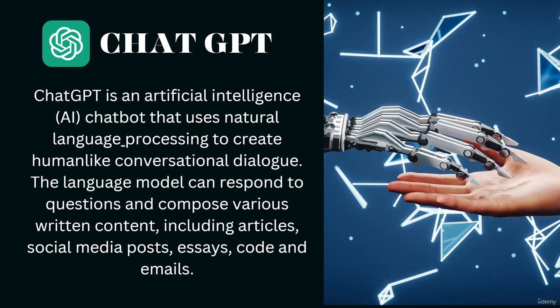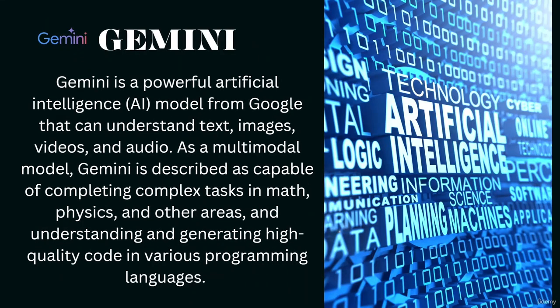The next thing we are going to learn about is Gemini. Gemini is also similar to ChatGPT, and it also uses natural language processing. Gemini is a powerful artificial intelligence model from Google.